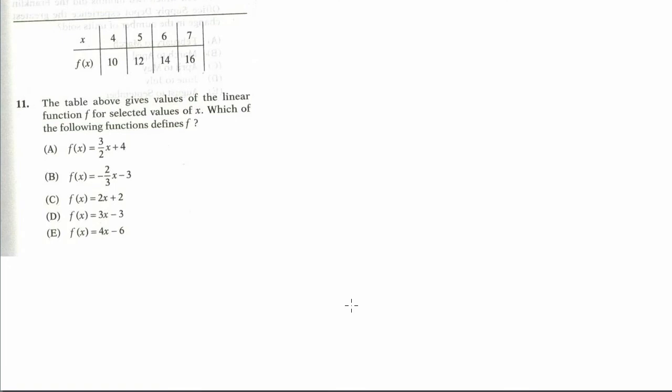The table above gives values of the linear function f for selected values of x. Which of the following functions defines f? The way I like to approach these is I look at the difference here, it's 1, difference here is 1, difference here is 1, difference here is 2, 2, 2, which really means that for every time that x changes by 1, f of x changes by twice that. So we have to have a 2x in there somewhere.